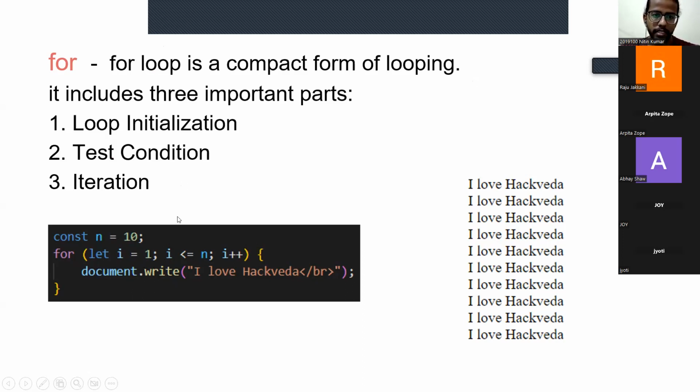Here the value of n is 10, so we'll check the condition if it is equal to 1 or not. It is correct, so this will run up to 10. So these are the three loops that are used in JavaScript, and the for loop is the best because it is very concise and one can write a whole code in just a single line and check all the conditions.